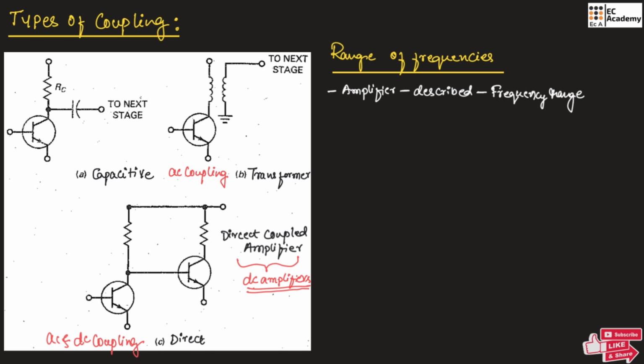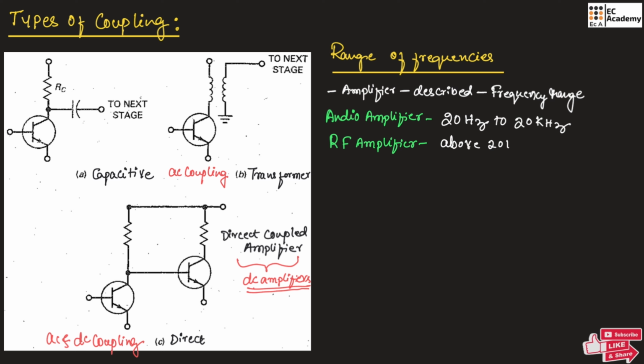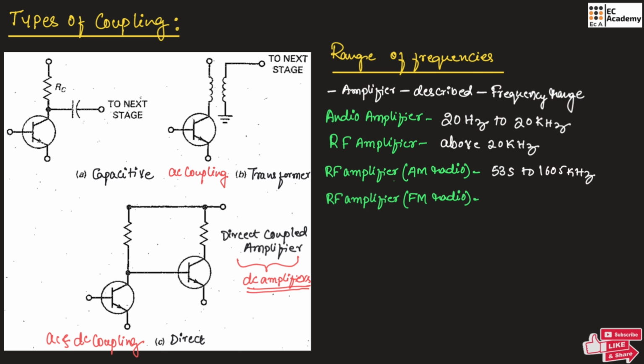If we consider an audio amplifier, this operates in the range of 20 Hz to 20 kHz. The radio frequency amplifiers operate above 20 kHz. The RF amplifiers in AM radio operate in the range of 535 to 1605 kHz. RF amplifier in FM radio amplifies frequency between 88 to 108 MHz.